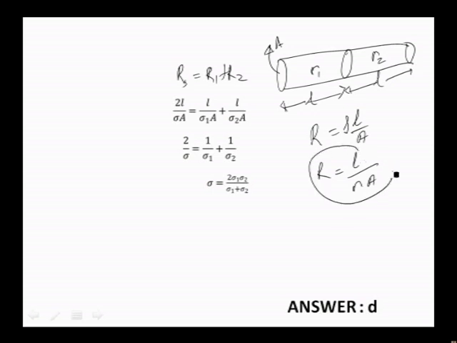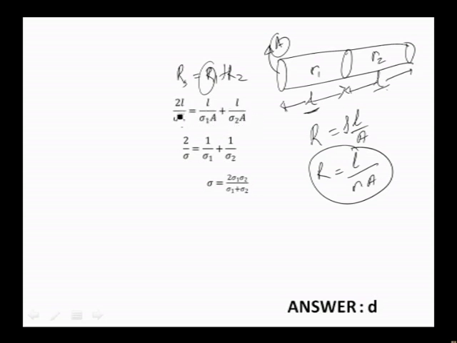By taking the help of this equation, we can write the total resistance is equal to 2L by sigma A. Why am I taking 2L? The total length is L and L, which becomes 2L. Sigma is the total effective conductivity, and area is the same for the two, therefore A. R1 can be written as L divided by sigma 1 into A, because the lengths are the same, L, plus R2 value is L divided by sigma 2 into A.